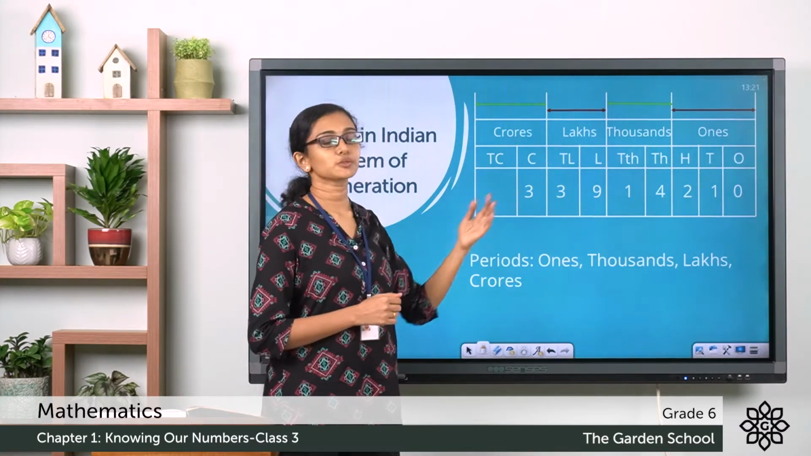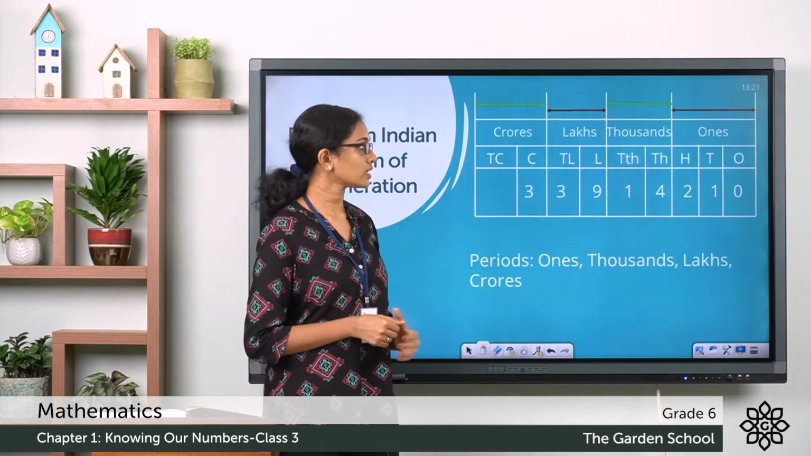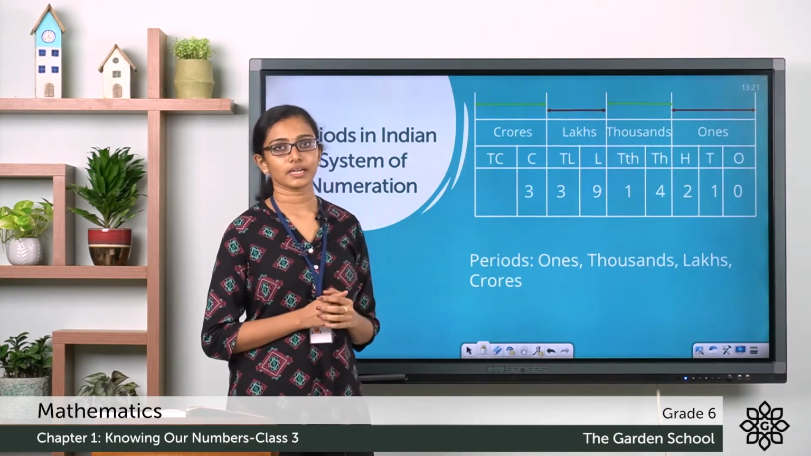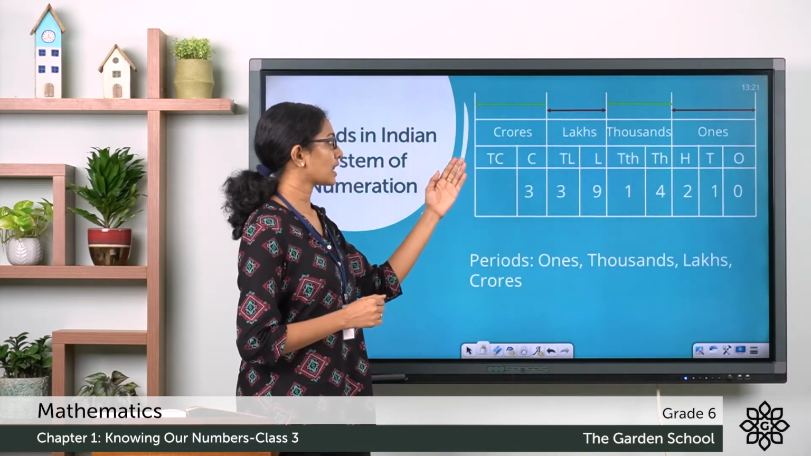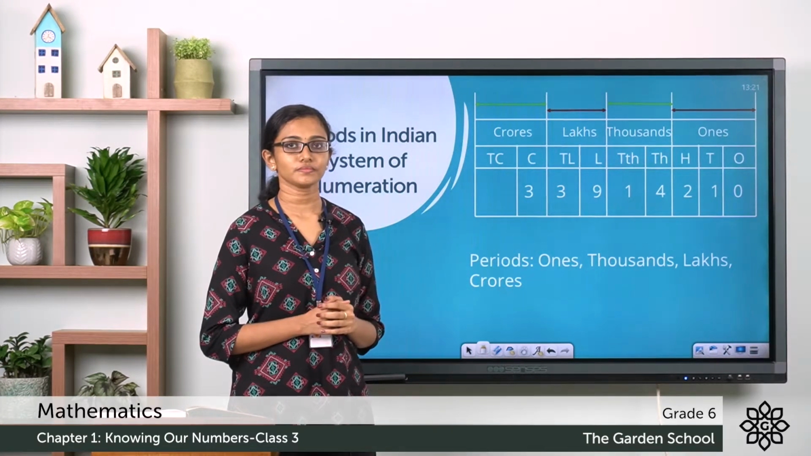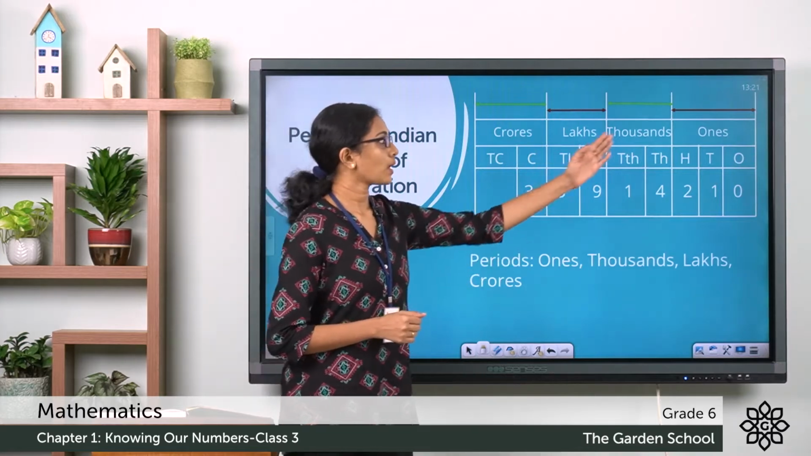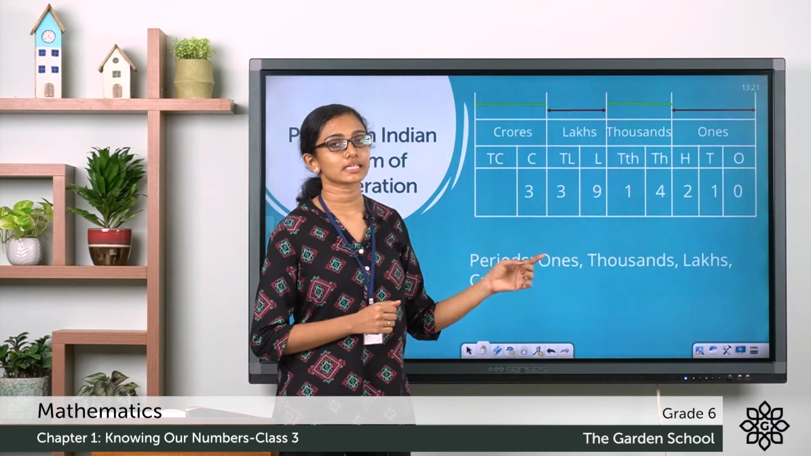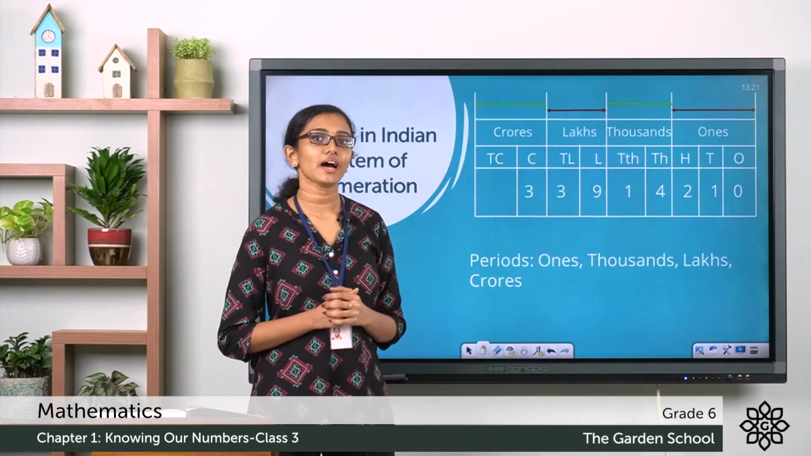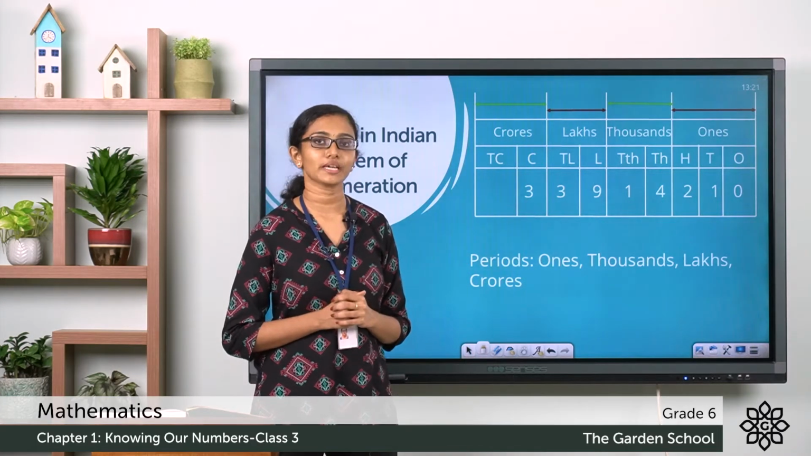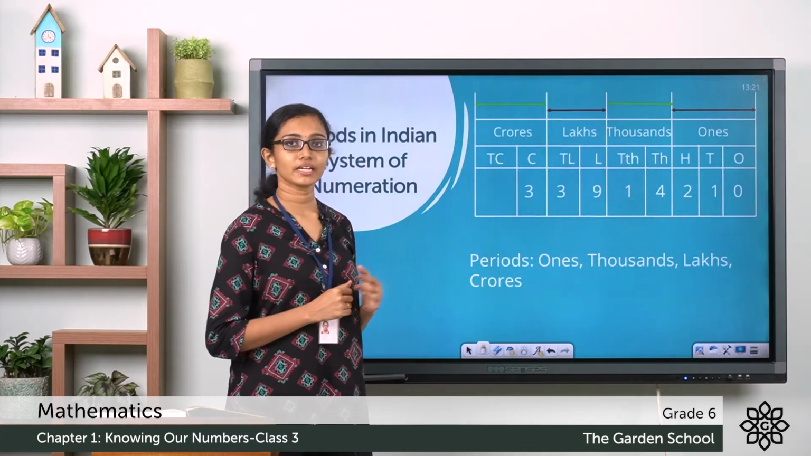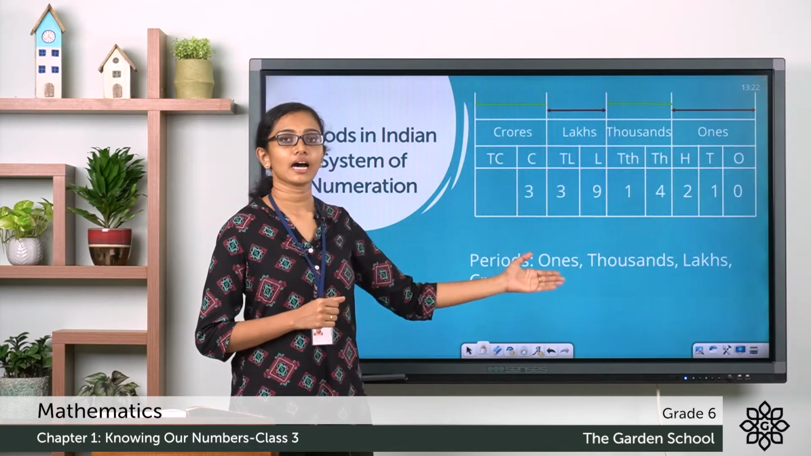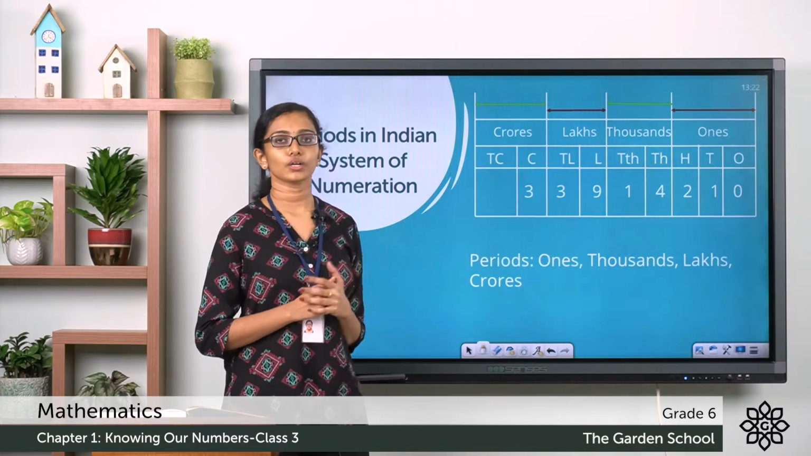And then the lakhs period. The lakhs period has got lakhs and 10 lakhs. And then the crores period. It has got the crores and 10 crores. So you see, the ones period alone here has 3 places in it. The ones, tens and hundreds. All the higher periods have got only 2 places each. So which are the periods in the Indian system of numeration? That is the ones, thousands, lakhs and crores.